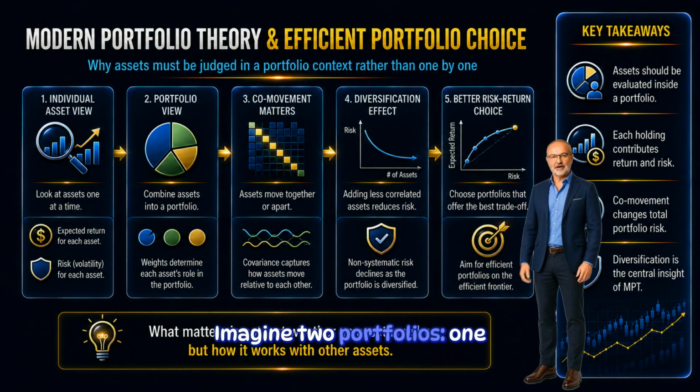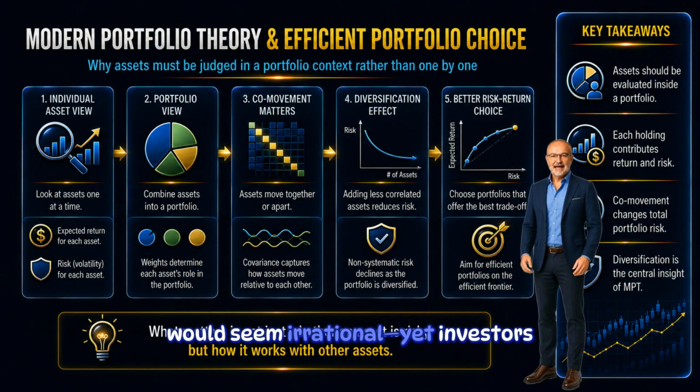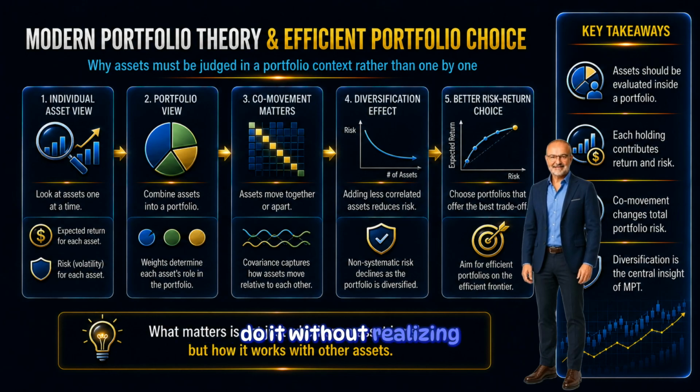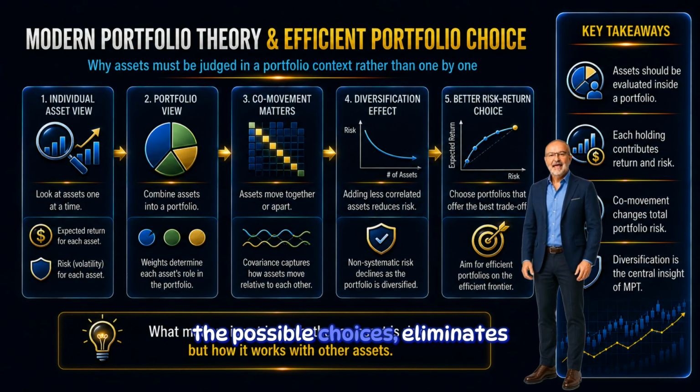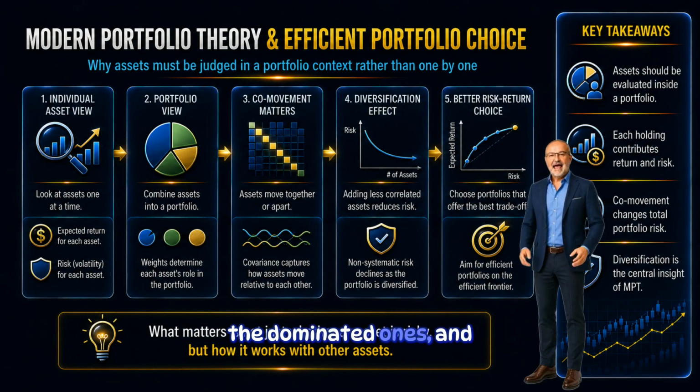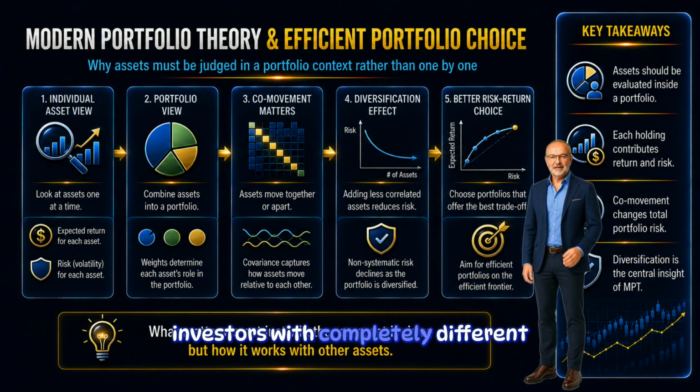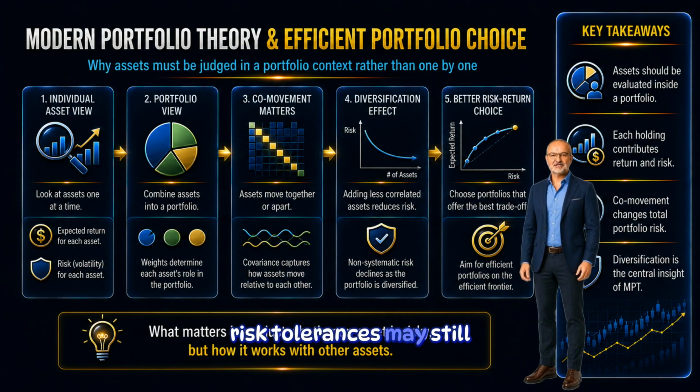Imagine two portfolios. One offers a higher expected return with less risk than the other. Choosing the worst portfolio would seem irrational, yet investors do it without realizing it. Modern portfolio theory maps the possible choices, eliminates the dominated ones, and identifies the strongest reward for risk. Then comes the surprise. Investors with completely different risk tolerances may still begin with the same risky portfolio.